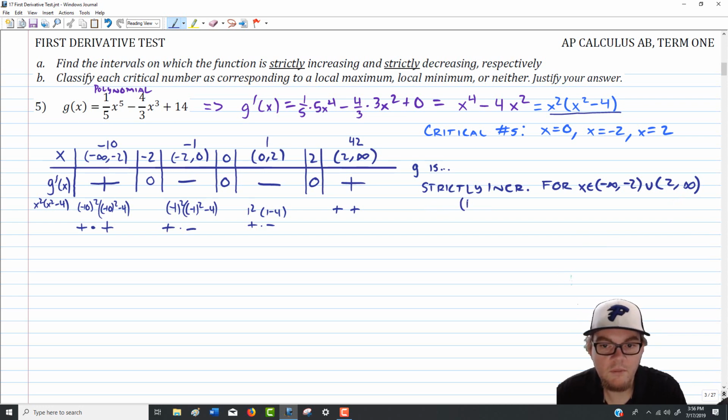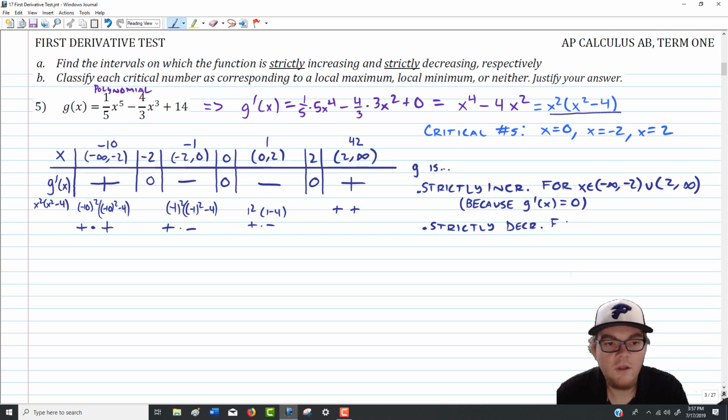If you're someone that likes the explanation or the justification why, our justification here would be simply because g prime of x equals 0. And so that was our first move. Our second move would be to look at strictly decreasing. And it's strictly decreasing for the middle section. So it's when x is between negative 2 and 0, as well as 0 to 2.